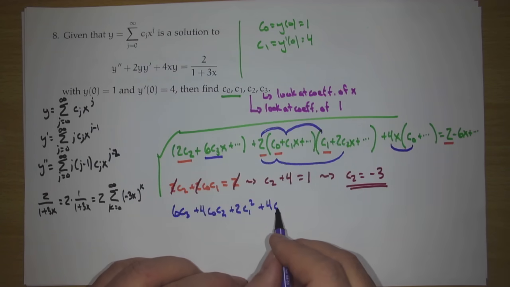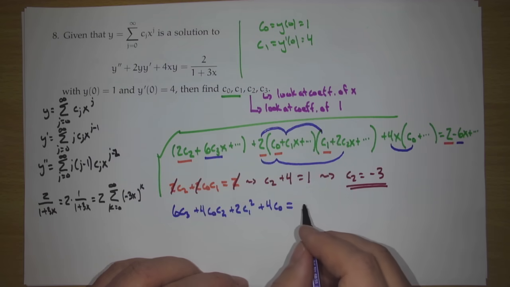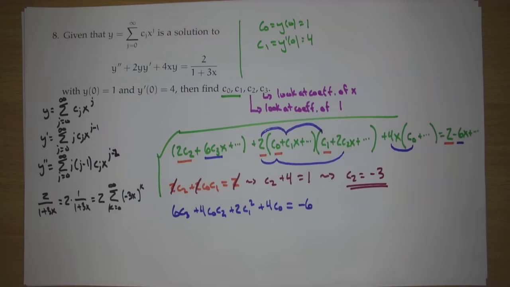4c0. And all that equals negative 6. Coefficient on the left for x has to match coefficient on the right for x. Do you see the game? We're comparing coefficients. Can you play this game?